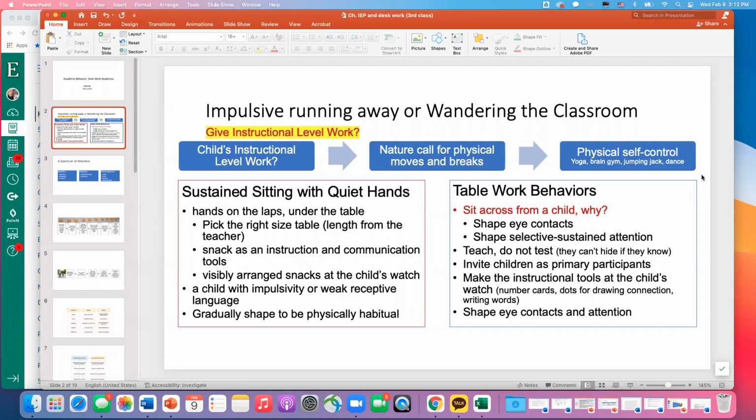Okay, and then we teach sustained sitting with quiet hands and table work behaviors, especially in special education. We have to do that. We need their attention, or whatever we teach doesn't go in.